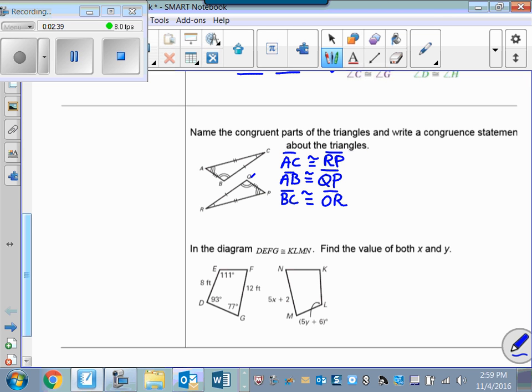Now let me make sure I have these listed in the right order. I want to go from the corresponding vertex to the other corresponding vertex. So if I've listed AC, I need to start with this same angle, so I really should call this PR instead of RP. So we've got to make sure we have things in the right order. I just did it again, didn't I? AC, yeah, I wrote it just like it was, PR.